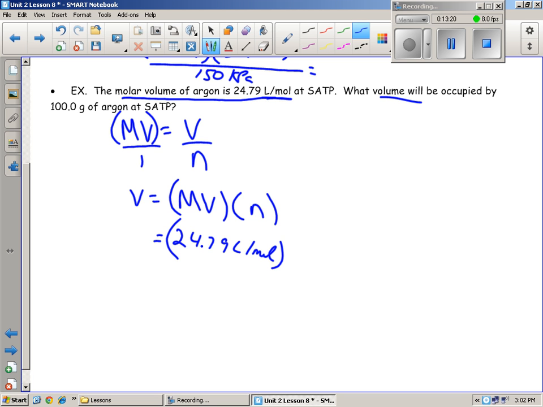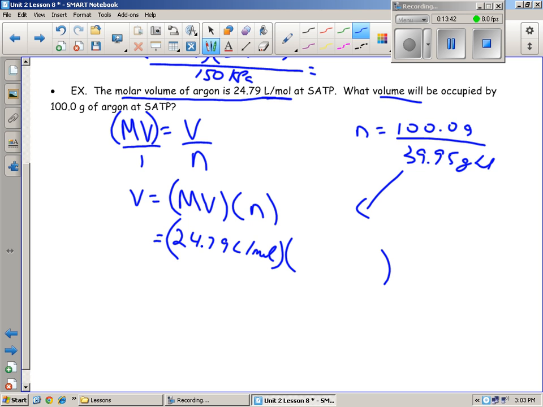So, I need to know n here, of course. Once again, anytime you need to know n, you probably should be using this formula here. n equals little m over big M. So 39.95, I think, is argon, grams per mole. And that'll give you n for there. And it works out to be about 2.50, I think. Let's see. No, 39.95. All right, 2.503, etc., etc. And that, of course, is moles.